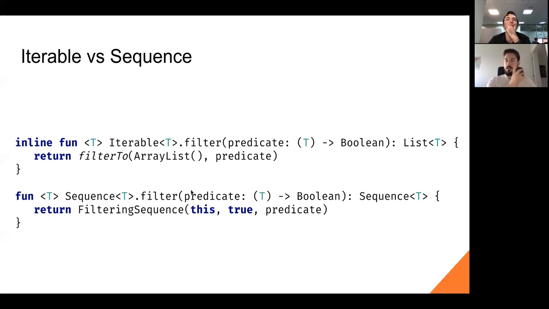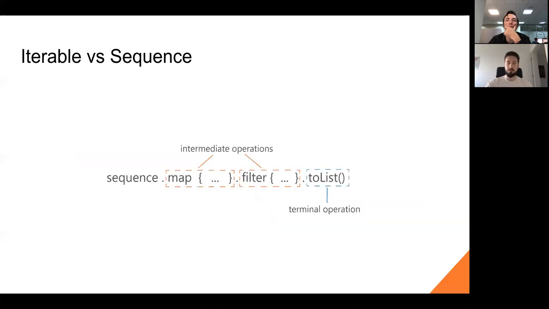A totally different way is used for sequences. Sequences wrap the previous sequence in a class, adding new functionality using the decorator pattern, and thanks to that they can behave a bit differently.